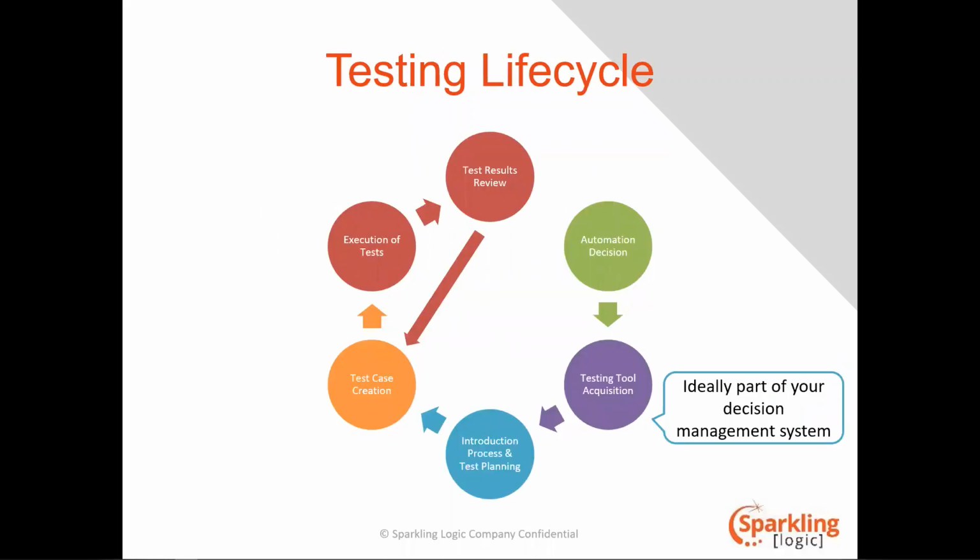Part of the testing life cycle, I think this is a loop, but there is a loop within the loop. So let me actually split our loop in half, starting with making the decision that you want to automate, picking the tool, the technology that will be used, putting in place the test planning, the processes. All of that is typically more of a one-off solution. Ideally, it's part of your decision management system. If not, it might be additional tooling that you want to consider.